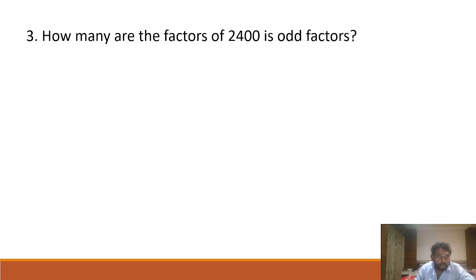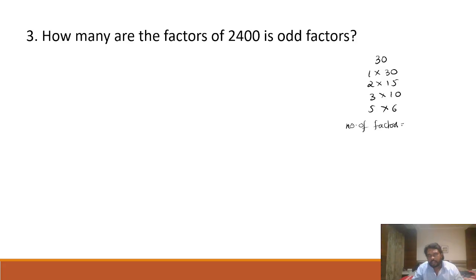Fine. Now, how many are the factors of 2400 is odd factors? Now just try to understand. Till now we have calculated number of factors, guys. If it is a small number like let me take any number like 30, factors I can write like this: 1 into 30, 2 into 15, 3 into 10, okay, 5 into 6. If I know the factors, here I can say number of factors is 8.